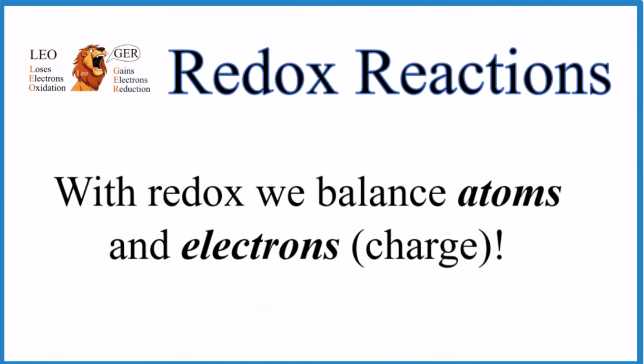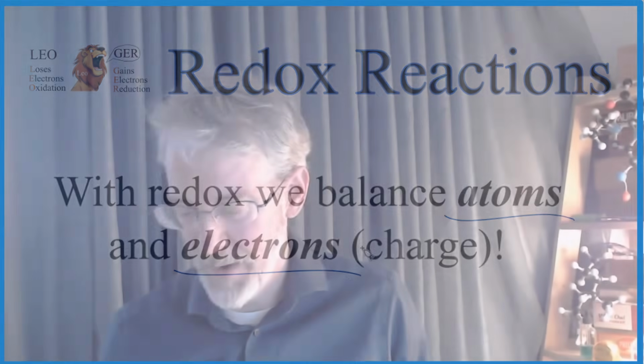So now with oxidation numbers, you can figure out what's been oxidized, reduced, what's lost electrons, and what's gained electrons. And remember, when we're doing redox, we balance atoms and electrons. That'll be important in the next video when we write half reactions.